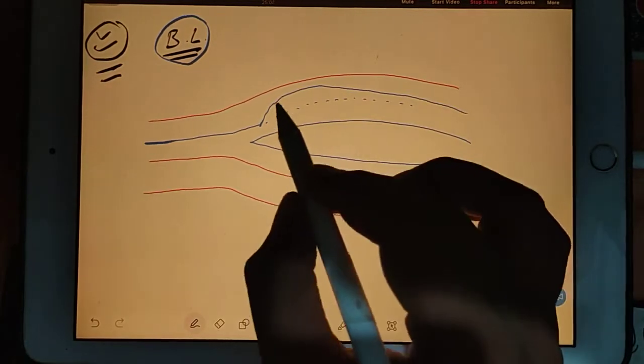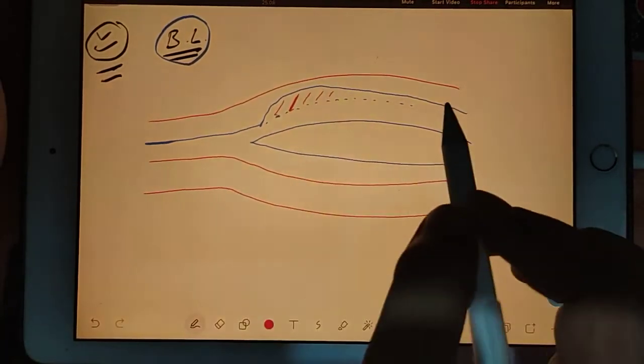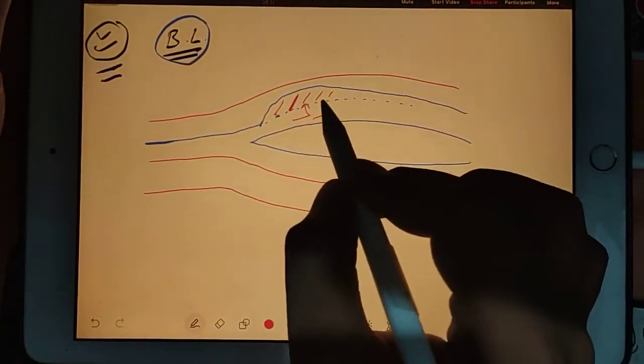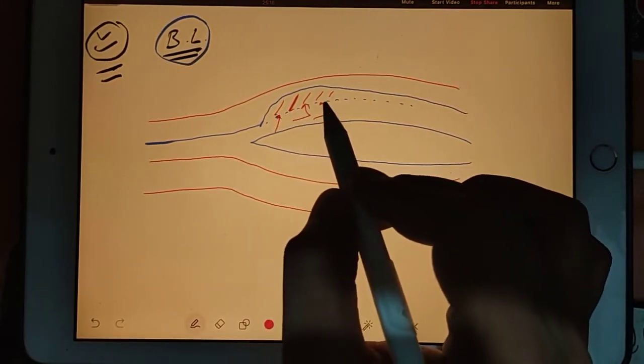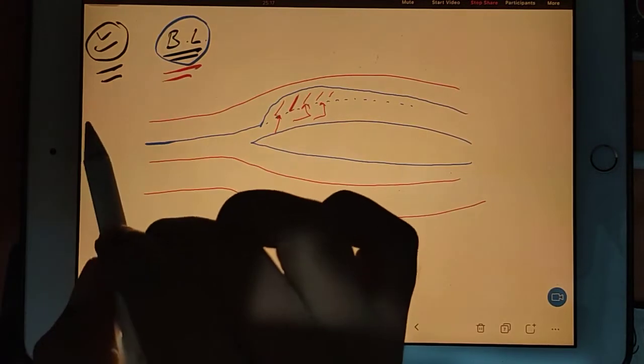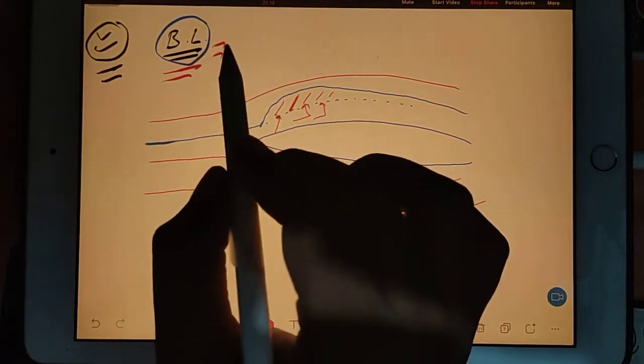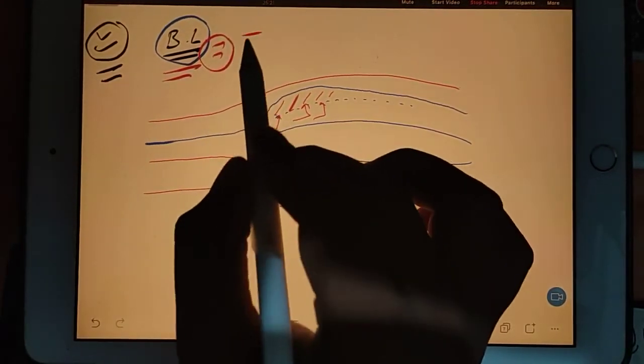So why is this extra bulge coming? Those scientists started to study this, and then they understood, okay, there is something called boundary layer. This boundary layer comes into the picture whenever there is a flow. So what is the meaning of boundary layer?